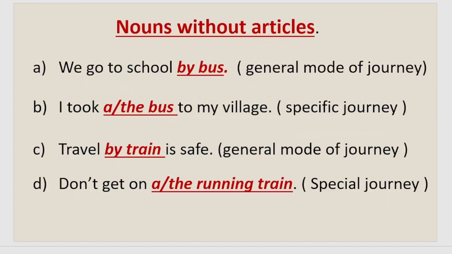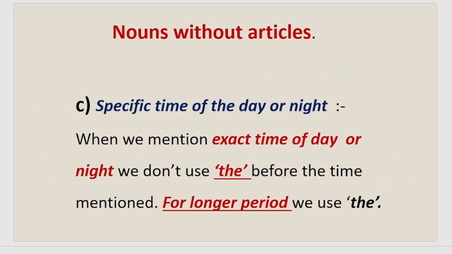For example, we go to school by bus. By bus means general mode of journey. I took a bus or the bus to my village. Here, it refers to a specific journey. That's why we have used a or the before bus. Third, travel by train is safe, general mode of journey. Next, don't get on a or the running train. A running train or the running train, that means a special journey.